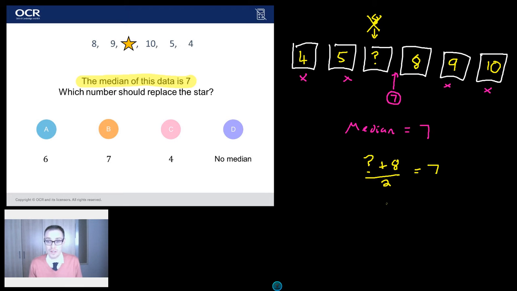So if I was to treat that as a formula, then my mystery number plus 8 is going to be equal to 14, so that when I halve it, I get 7. So my mystery number, the only thing it's got to be is 6. But I think we know that, right? Because halfway between 6 and 8 is 7. So that's telling me that my mystery number has got to be the number 6. So A has got to be the right answer.